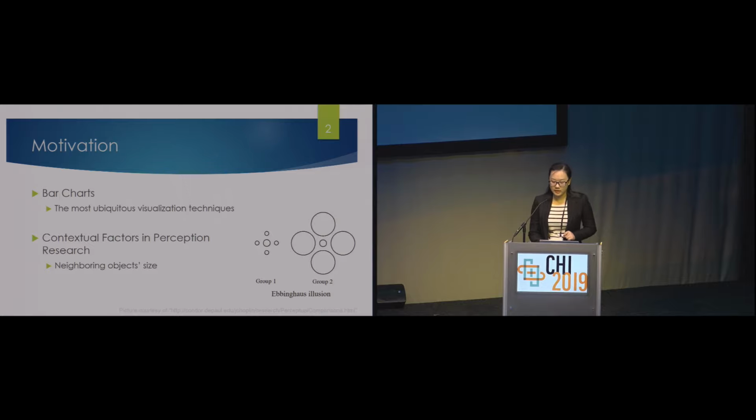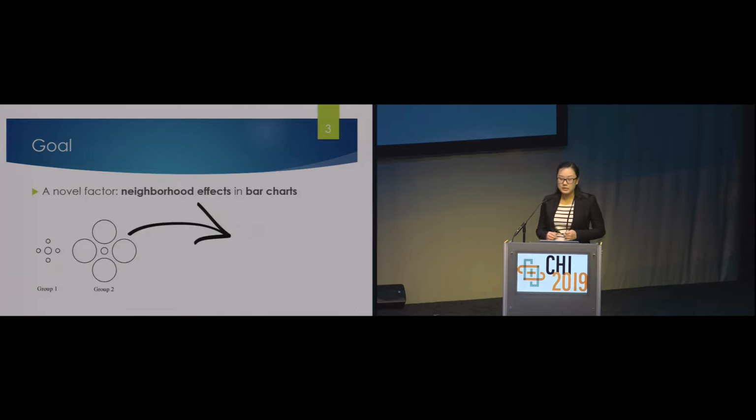For example, in this figure, in the Ebbinghaus illusion, the size of the inner circle in group 1 would be perceived to be larger than that in group 2. This is mainly due to the surrounding circle's size. In our study, we would like to contribute a novel factor to this line of research, that is the neighborhood effects in bar charts.